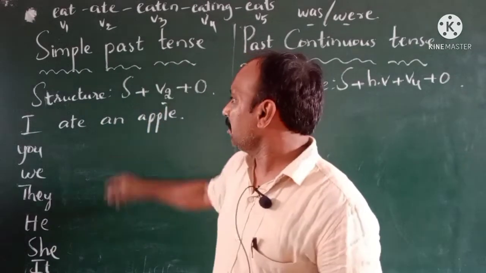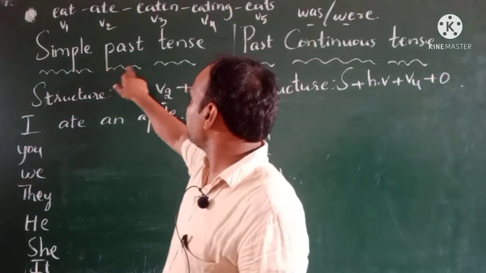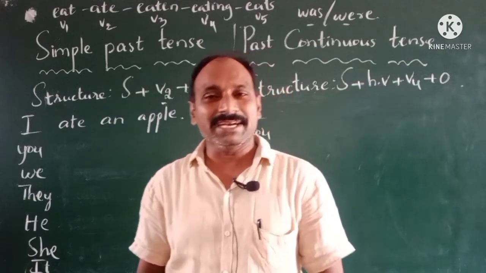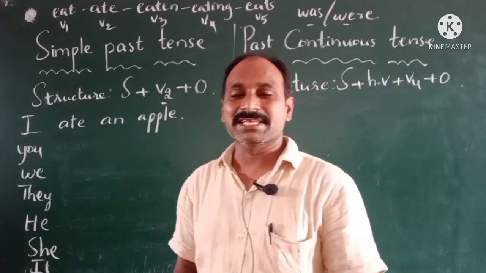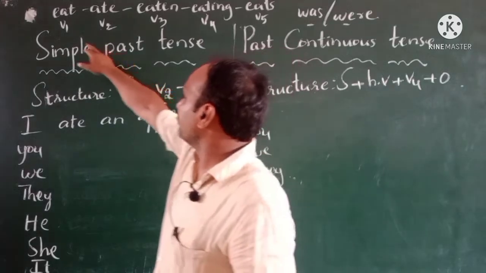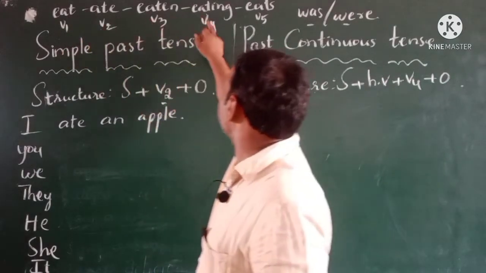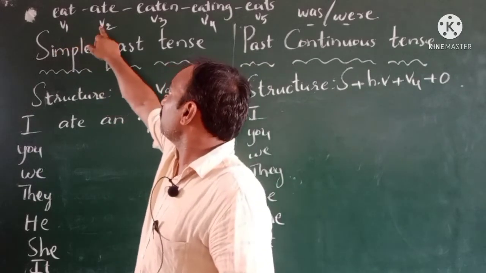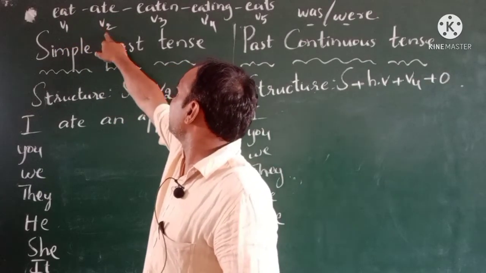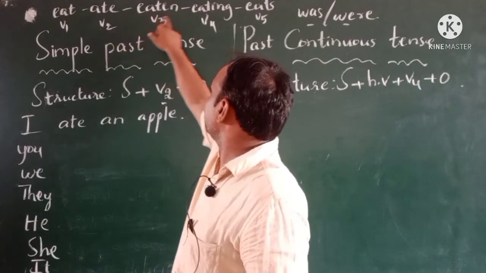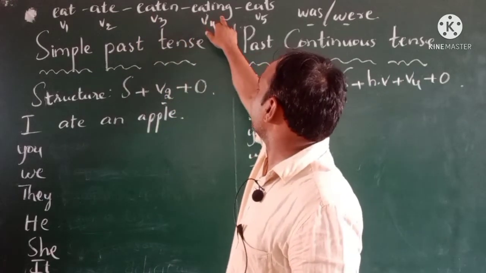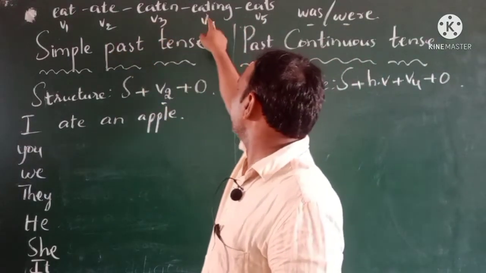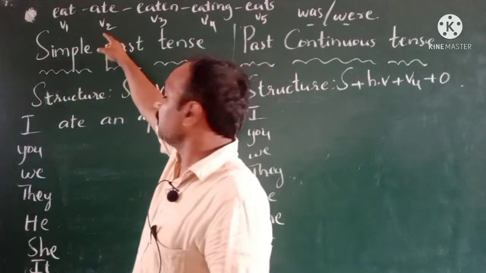So now here, before we learn this simple past tense, we have to know the verb forms properly. Then we can understand that the given sentence is in the simple past tense. Now here, verb forms: verb 1, verb 2, verb 3, verb 4, verb 5. Here, eat is a verb 1. So verb 2 of eat is ate, verb 3 of eat is eaten, verb 4 of eat is eating, verb 5 of eat is eats. So eat, ate, eaten, eating, eats. So like that forms are there.